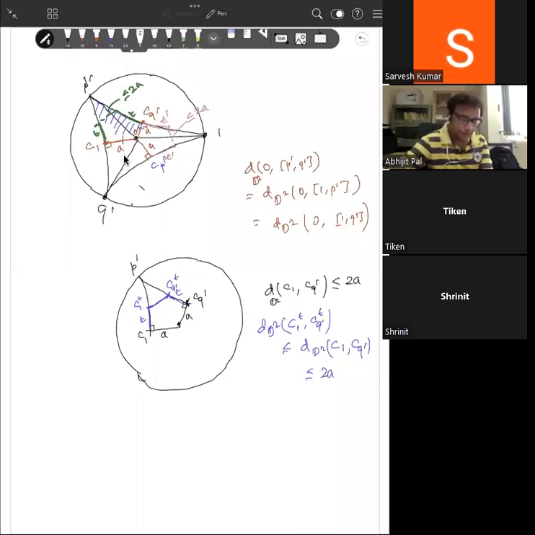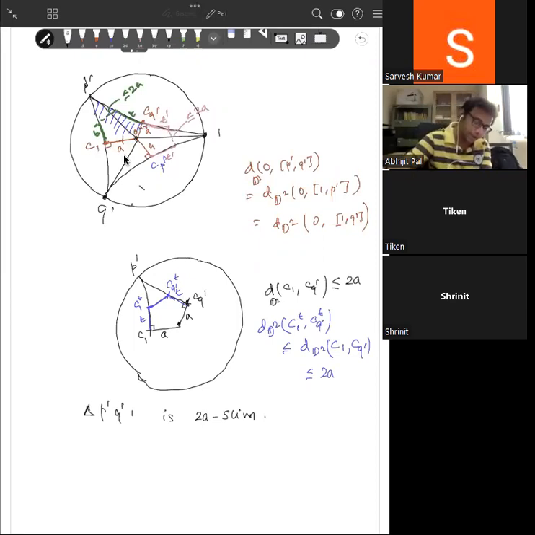Okay, so what I have proved is that this triangle P prime Q prime 1 is 2A slim. You all agree, right? I'm not going into the thinness part. If I take any point on this geodesic P prime Q prime, we get a point on either the P prime geodesic or the Q prime geodesic, so the distance is at most twice that.